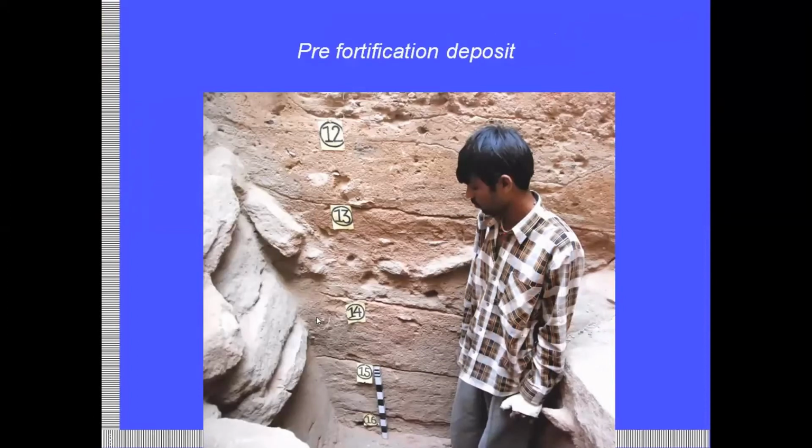This slide shows the pre-fortification deposit on the base of the western arm here. And from this pre-fortification deposit, plain redware was discovered.